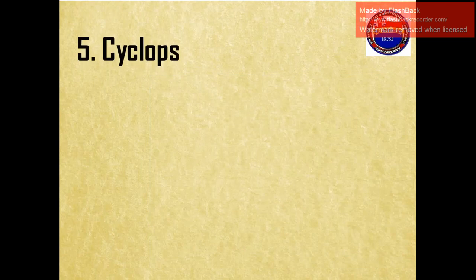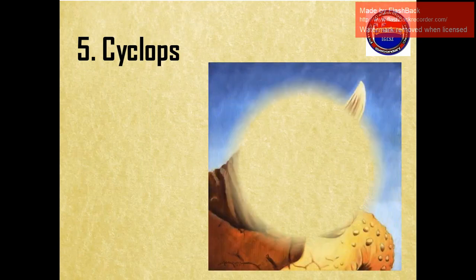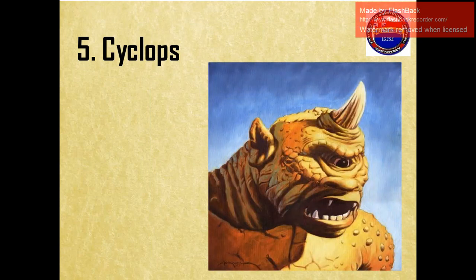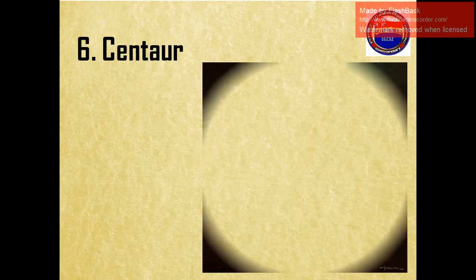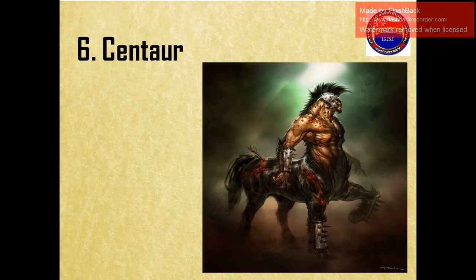The Cyclops. The Cyclops was another giant, or another mythical creature. He was a giant with a single eye in the middle of its forehead. They made lightning and thunderbolts for Zeus to use. The Centaur. The centaur was a mythical creature which was half man and half horse.